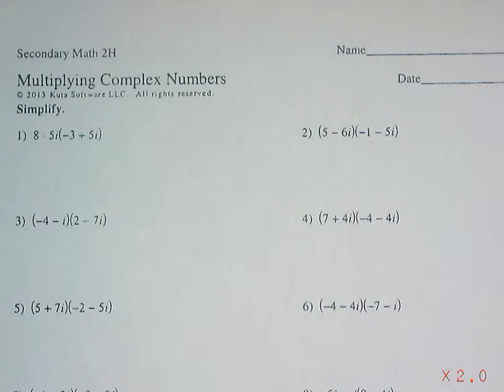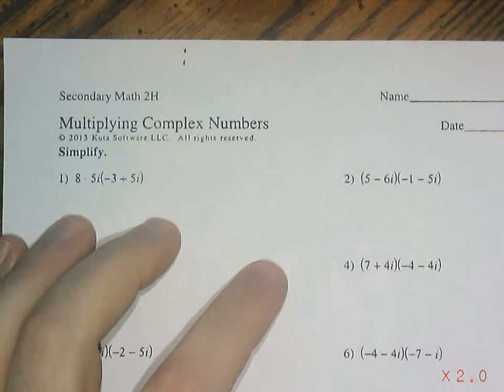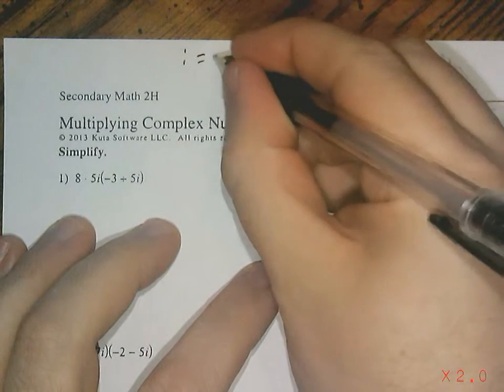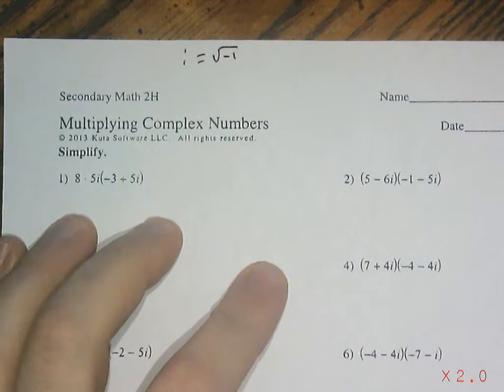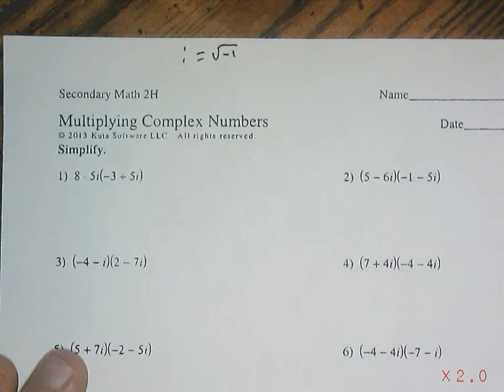Alright, so today we're going to talk about multiplying complex numbers. So again, just to reiterate, i is the imaginary number, which is the square root of negative 1, because you can't actually find the square root of a negative number, right? So we call it i, or imaginary.